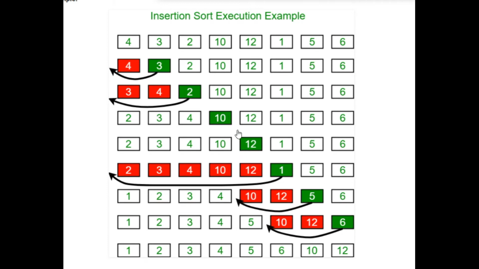So they look at the next, and these red values are the ones that they're going to need to move this value past. So the 1 needs to go all the way back to the beginning, but here on this line, the 5 needs to only go 2 places to the left.